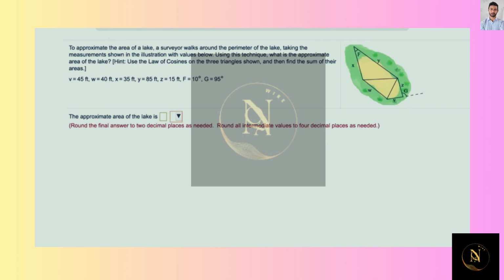To approximate the area of a lake, a surveyor walks around the perimeter of the lake, taking the measurements as shown. We know that V is 45, that W is 40, X is 35, Y is 85, Z is 15, angle F is 10 degrees, and angle G is 95 degrees.